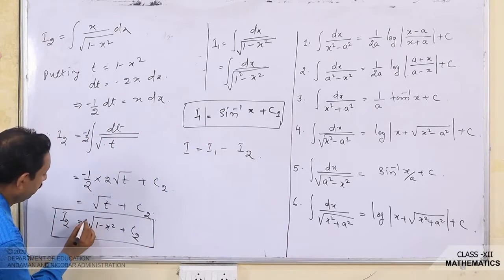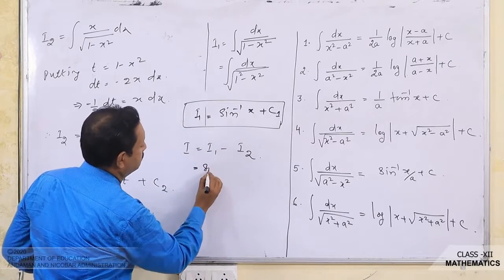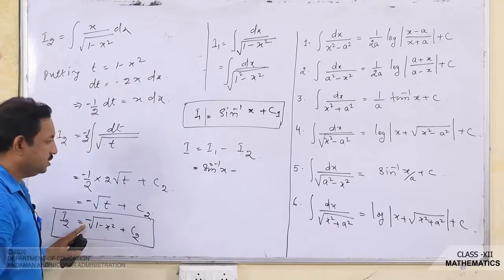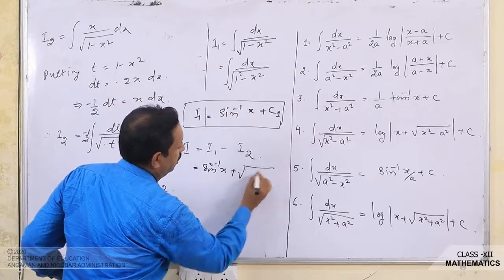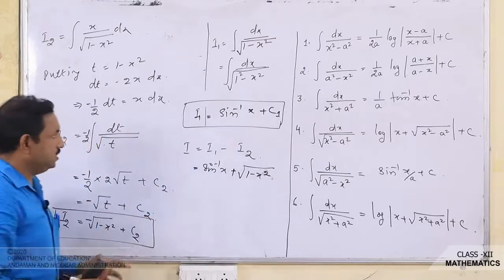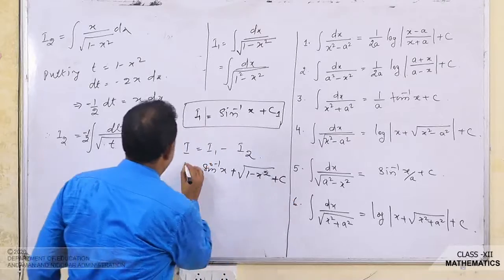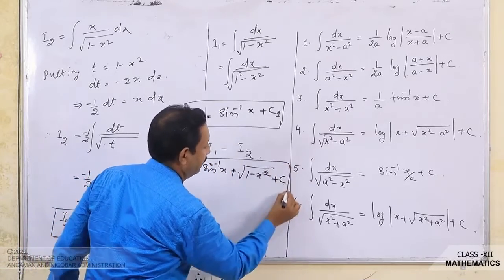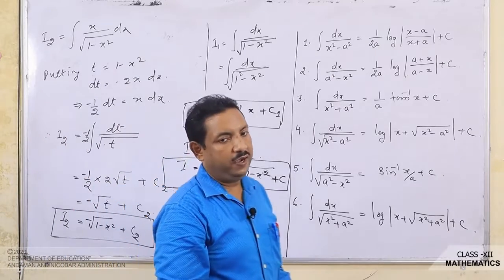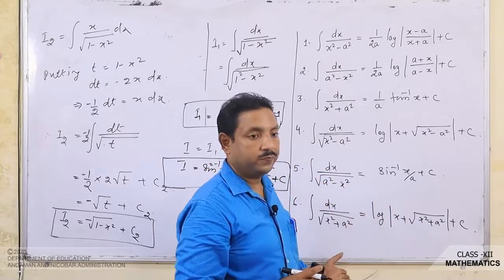Here also we put one minus sign, that means I1 is sine inverse of x, and minus of minus is plus, and that is root under 1 minus x square, and this C1 and C2 we combinedly can write as C. So this is the I, this is our final answer. So this way we can find the solutions of some integrals by using all these forms.